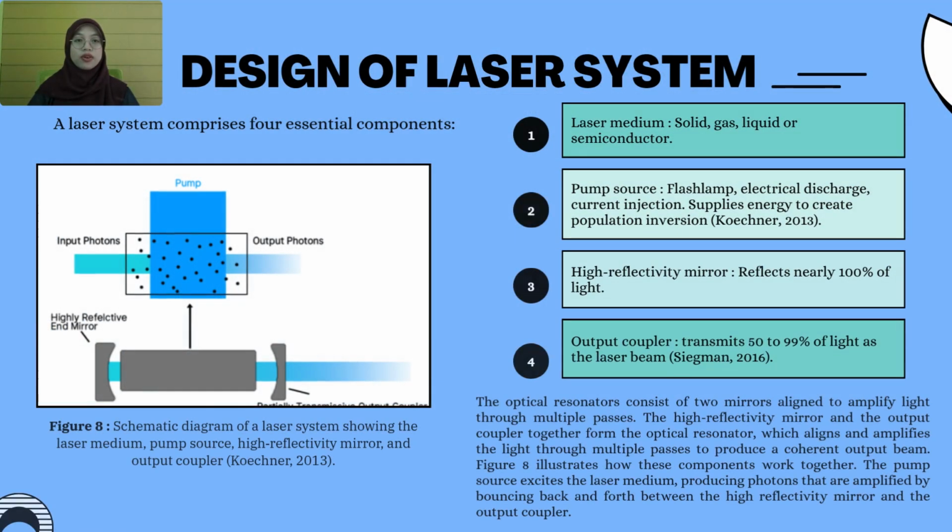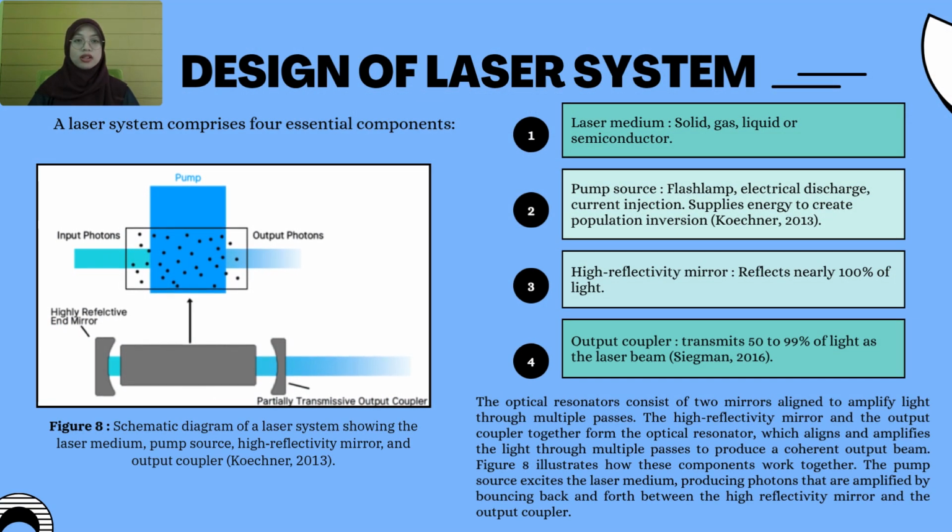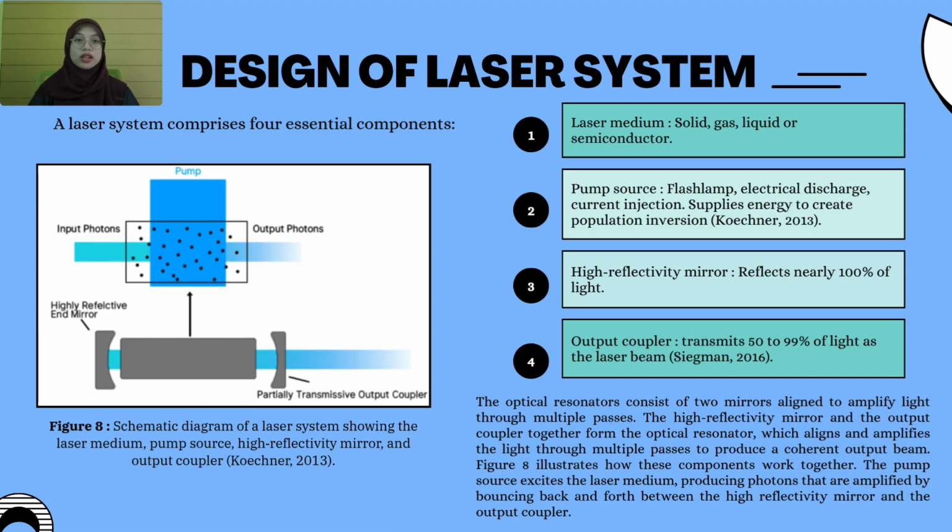A laser system has 4 essential components. Firstly, the laser medium, which can be solid, liquid, gas or semiconductor. Secondly, the pump source, which is used to supply energy to create population inversion. Third, highly reflective mirrors that are used to reflect near 100% of light. Fourth, an output coupler that transmits near 50 to 99% of light. Figure 8 shows how these components work together to produce a coherent output beam.